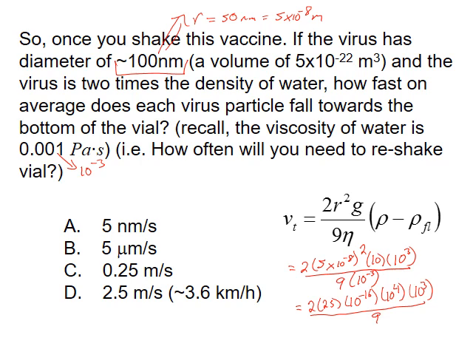So 2 times 25 is 50. 50 divided by 9 is about 5. And then we've got 10 to the minus 16, 10 to the minus 12, 10 to the minus 9. So 10 to the minus 9 meters per second. So that's going to be 5 nanometers per second, which is quite slow. So how often will you need to reshake the vial? Not very often. I think it works out to a number of days.